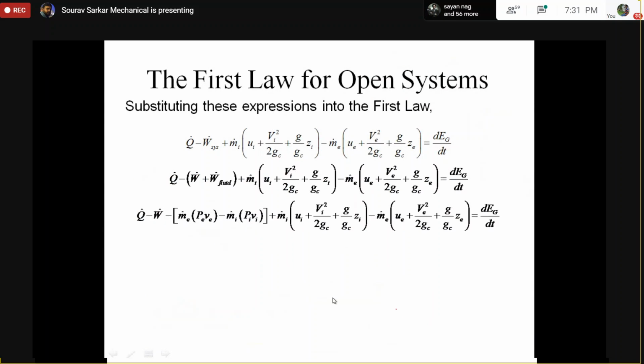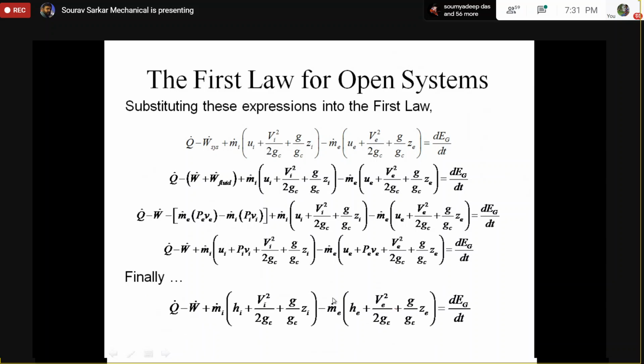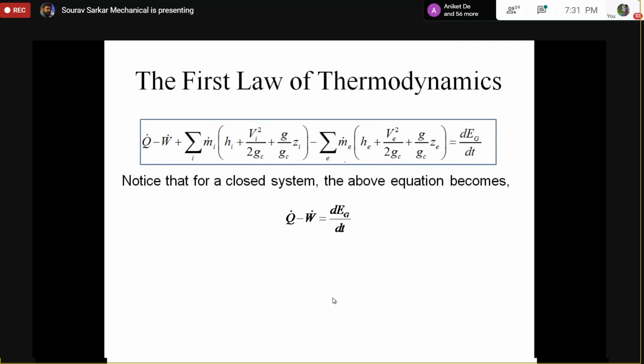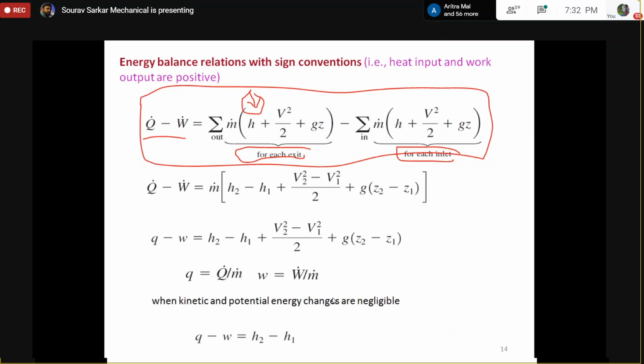So finally, if I replace this term, this term equal to 0, and for a steady system I will get this expression. So this is not for the steady system. If I make it steady, it will become like this.